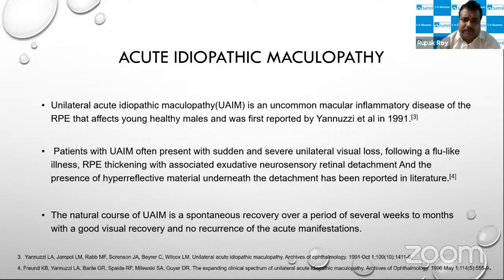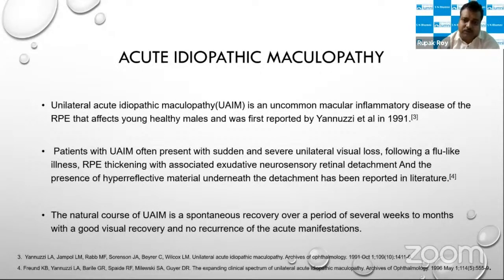Patients with UAIM often present with sudden and severe unilateral vision loss following a viral flu-like illness. The presenting features could be RPE thickening associated with exudative neurosensory retinal detachment and the presence of hyperreflective material underneath the detachment. The natural course of UAIM is spontaneous recovery. That happened in our patient also.